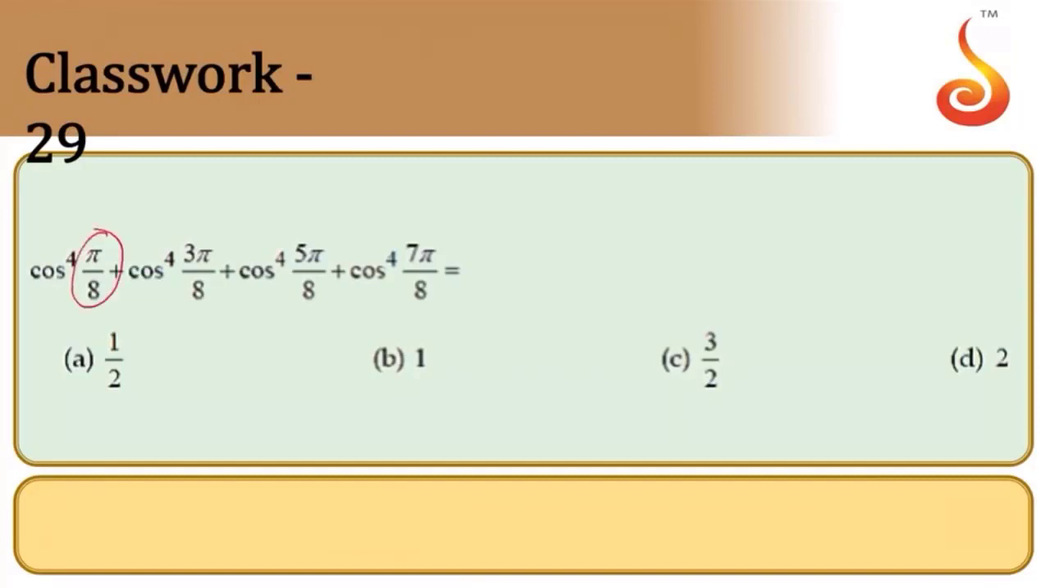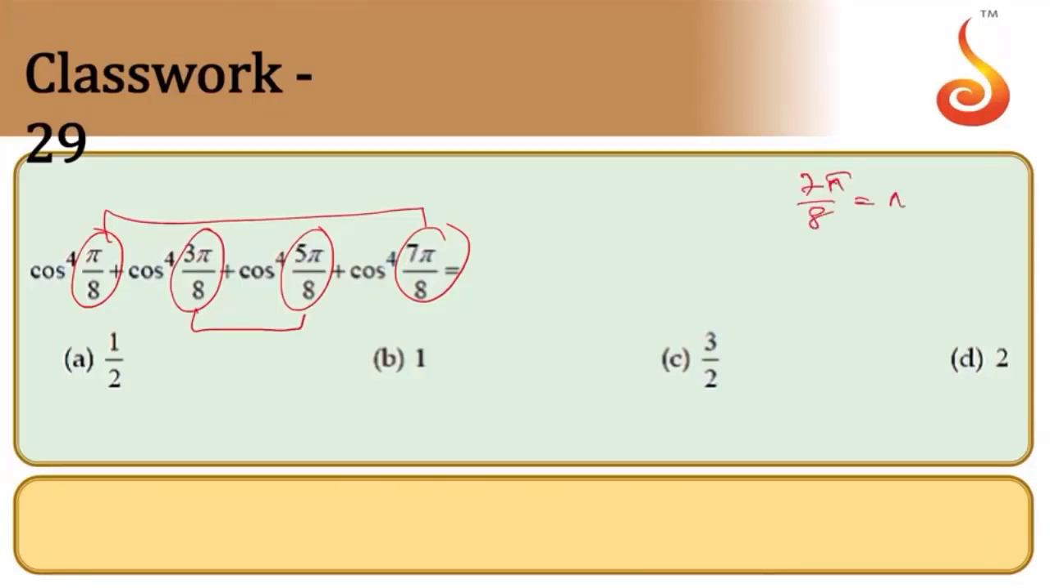29. You know, pi by 8, 7 pi by 8. So the sum of the values is equal to pi. And 3 pi by 8, 5 pi by 8. So I can replace 7 pi by 8 as pi minus pi by 8. And 5 pi by 8 can be replaced as pi minus 3 pi by 8.